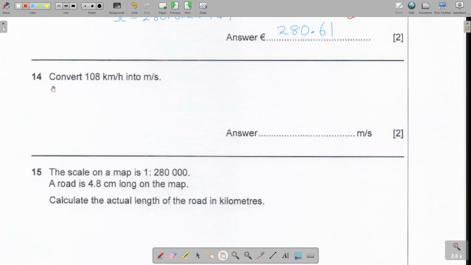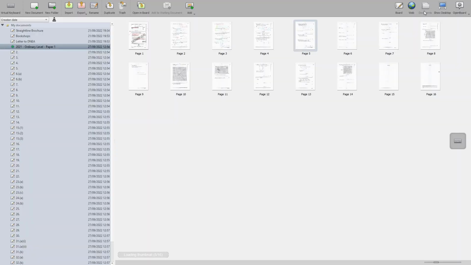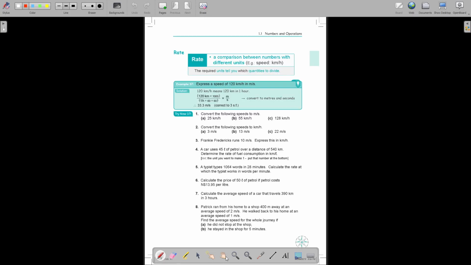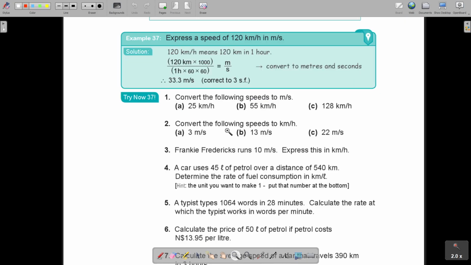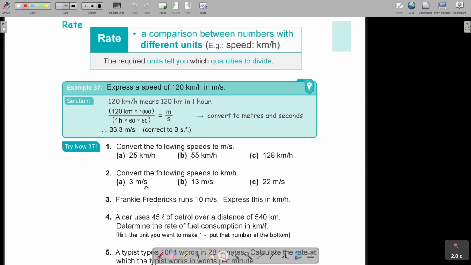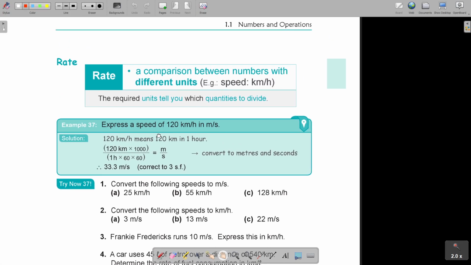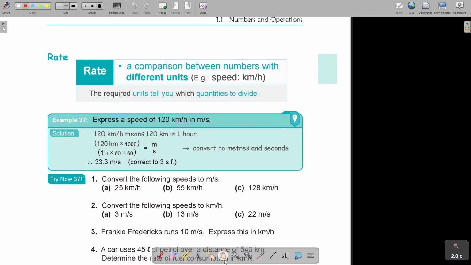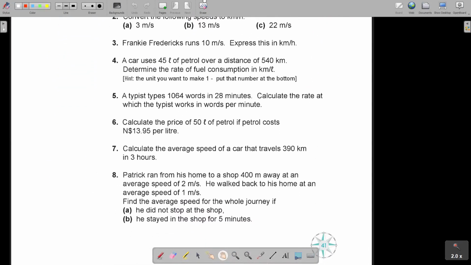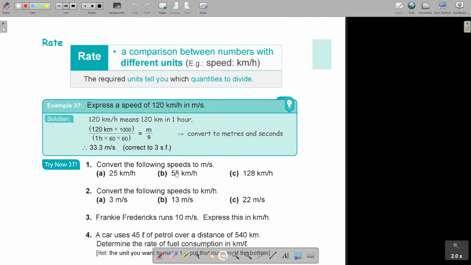Now if I say convert 10 kilometers per hour into meters per second, I just want to show you where to find this in the textbook. If I go to the textbook, it's still chapter 1, a lot of chapter 1. So really know your basics. Chapter 1 is a lot of grade 8 and 9. Only limits of accuracy and direct proportion are coming in, but the rest is really a lot of old work. Here I'm on page 41, and that's example 37.